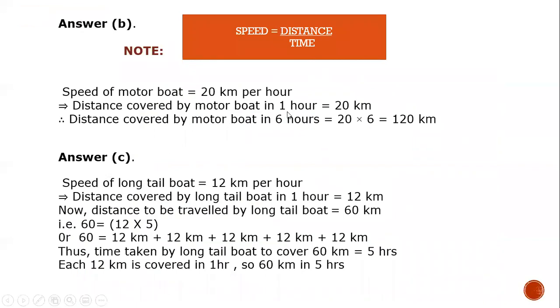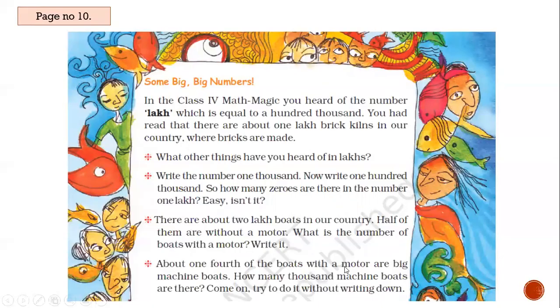So it is 5 hours. Moving ahead. So the question is that this number lakh is equal to 100,000. Children, lakh we have heard in the Indian number system, and 100,000 we use in the international number system. So we know definitely this 1 lakh is equal to 100,000. You have read that there are about 1 lakh brick kilns in a country where bricks are made.